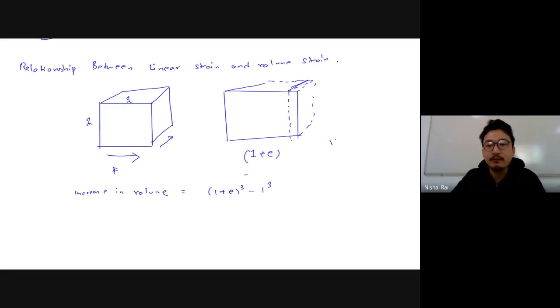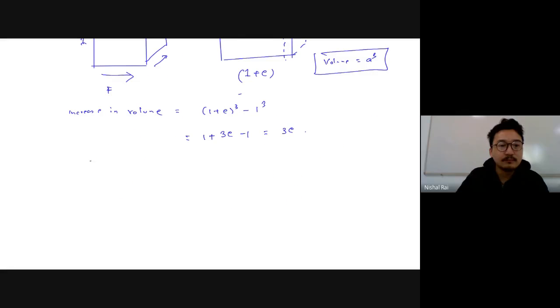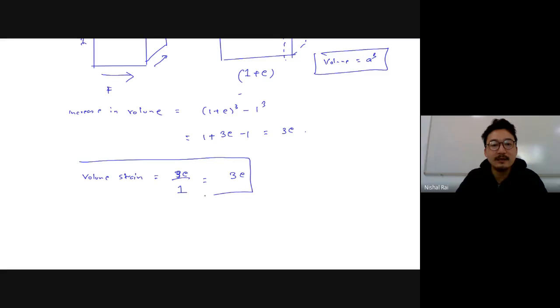Because the volume of a cube is a cube, where a is the side. Initially it was 1 cube. Basically how much will you get? When e is extremely small, then we can roughly write this as 1 plus 3e. An additional term I have just neglected. Now the increase in volume is 3e. Now the volume strain one can write as what? Increase in volume, or change in dimension, divided by its original dimension, which is 1. So basically it's 3e. Now volume strain and linear strain have this relationship.